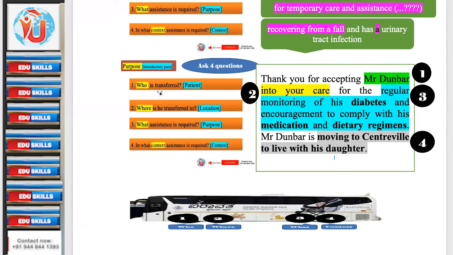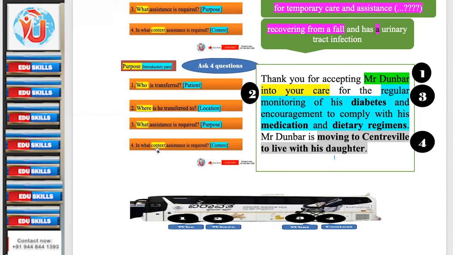So number 1 is the patient's name. Who is the patient? Number 2, into your care. Where is he transferred to? The location. Number 3, what assistance is required? Regular monitoring of his diabetes and encouragement to comply with his medication and dietary regimens. Okay, number 4, in what context assistance is required?